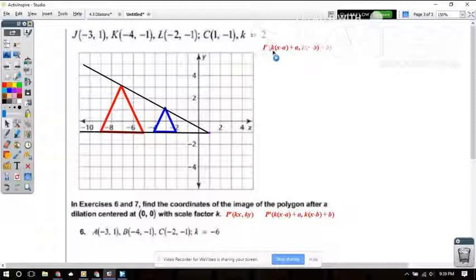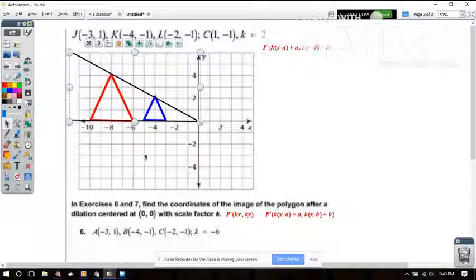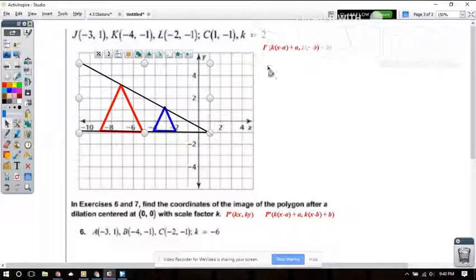P prime is k times (x minus a) plus a, and then k times (y minus b) plus b. And basically all this is doing, this x minus a, the y minus b, is taking your original and moving it over so the center is at the origin. Then times k, multiply everything by the scale factor, and then add that a and b back in, and that's just moving it back down here. So all this is doing algebraically what we just did graphically a minute ago.